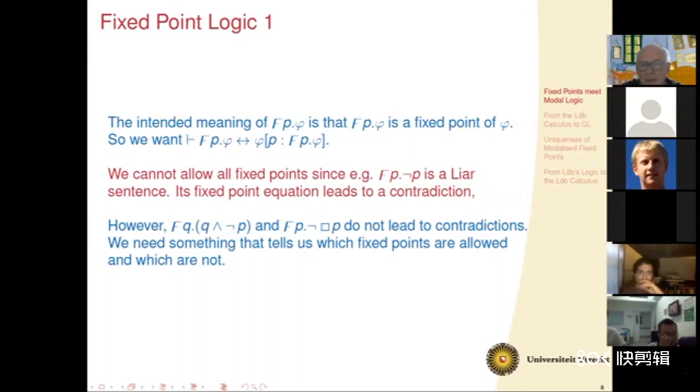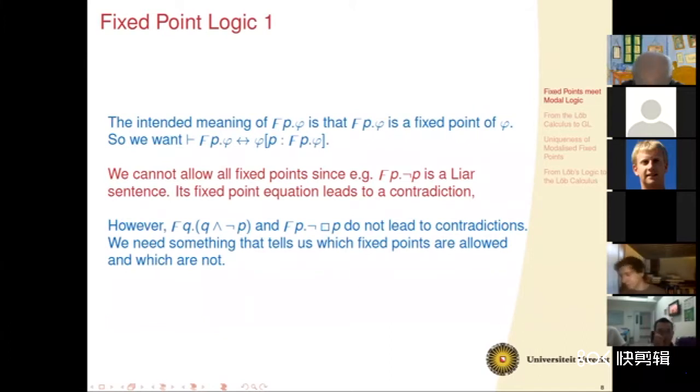For example, if you take the Liar, that's d gamma p not p, so the fixed point of negation, that's a formula lambda such that lambda if and only if not lambda. And as you see, if you think about the Liar paradox, the fixed point equation leads to a contradiction. So this means that we cannot really allow all fixed points. However, there are many fixed point equations that do not lead to contradictions. For example, the Q fixed point of Q and not P doesn't lead to a contradiction. And the P fixed point of not box P also doesn't lead to a contradiction.